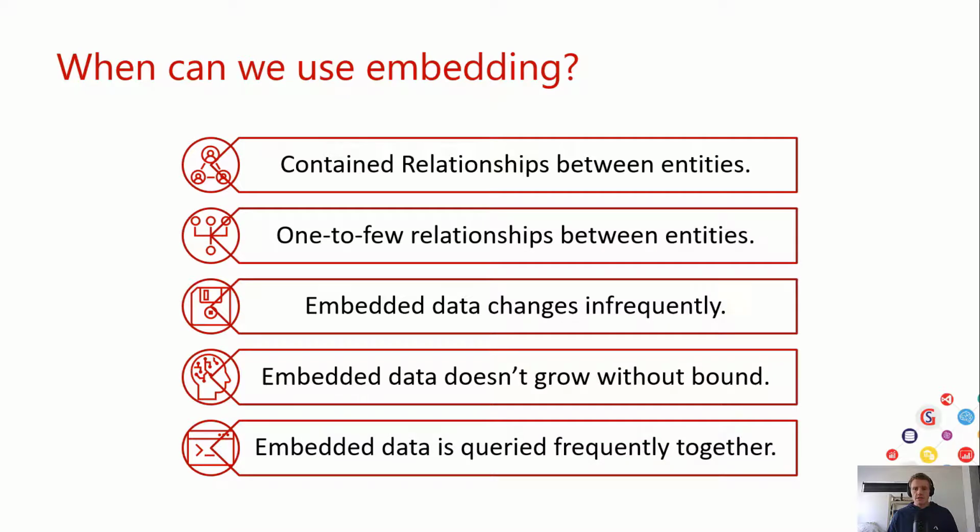When can we use embedding? So the general guidelines for embedding are pretty straightforward. If we have contained relationships between entities, if we have a one-to-few relationship between entities, if the data that we embed within our documents changes infrequently, if it doesn't grow without bound, say for example we have an array of books for a particular author and we know that's limited to a certain amount of books and it doesn't grow beyond an unreasonable doubt, making our documents larger and larger, we can use embedding. And if our data is queried frequently together, that's a good use case for using embedding for our data modeling. Now let's take a look at referencing.